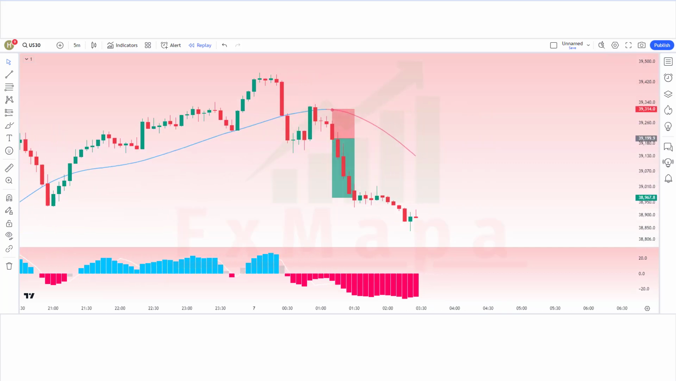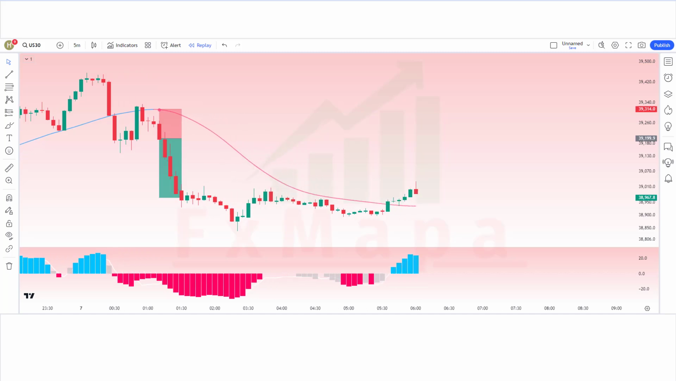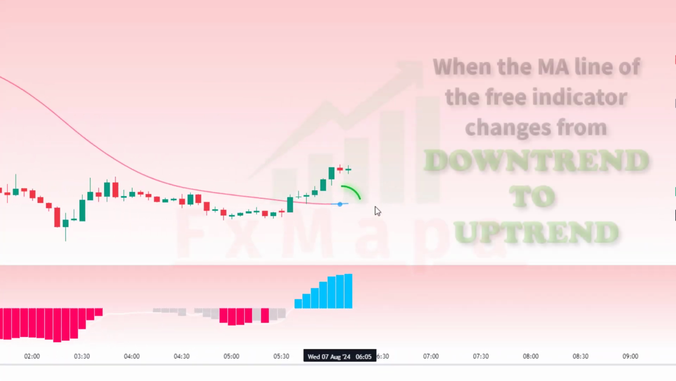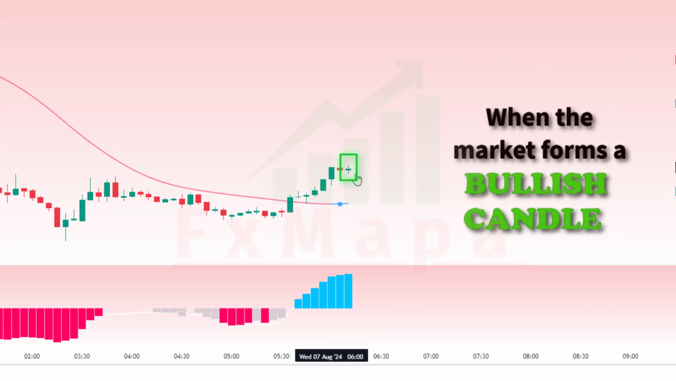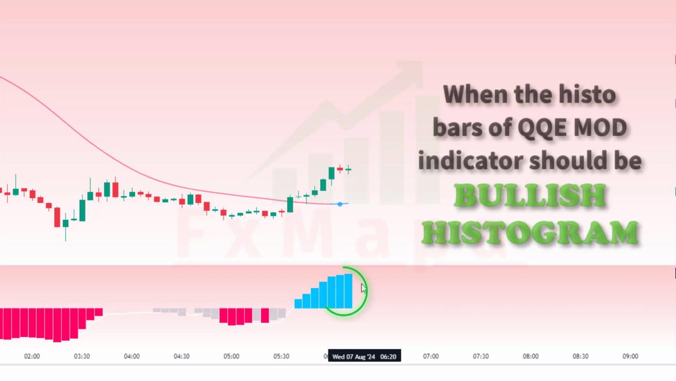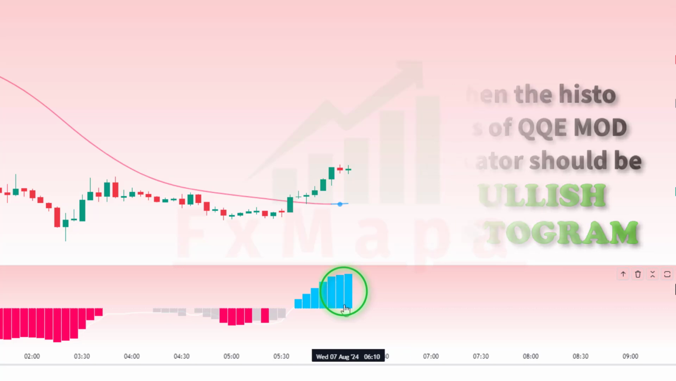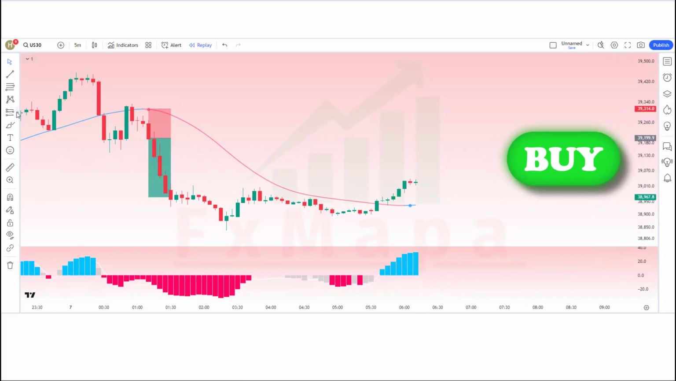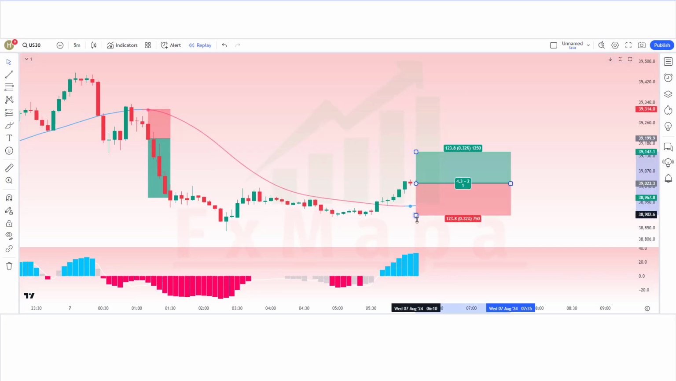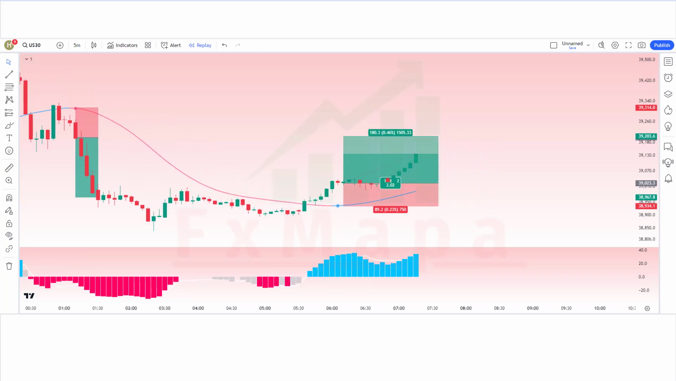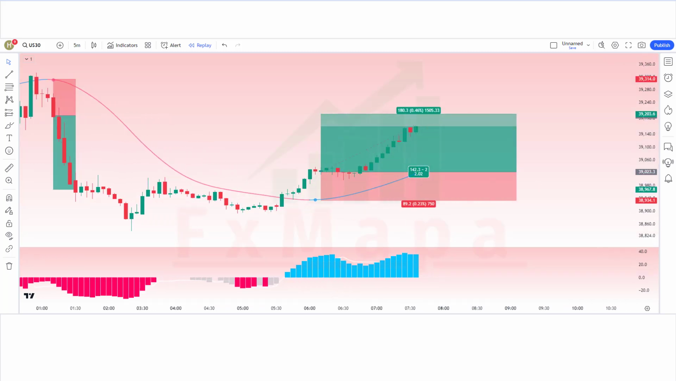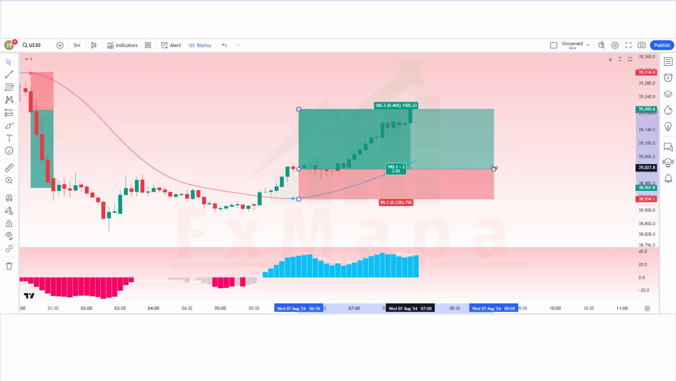Now let us understand long position. When the MA line of the free indicator changes from downtrend to uptrend, when the market forms a bullish candle, when the histobars of FxMAPA indicator should be bullish histogram. If this condition is fulfilled, then we will place buy order. Our stop loss will be placed at the MA line of the free indicator. And the risk to reward ratio will be 1:2. The market has completely hit the target.